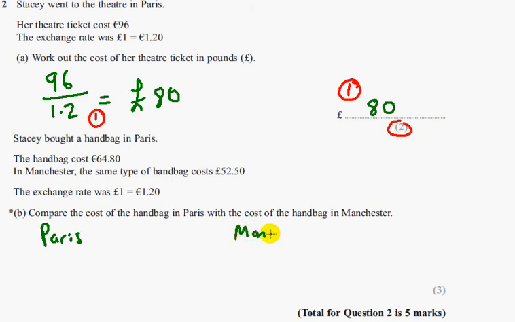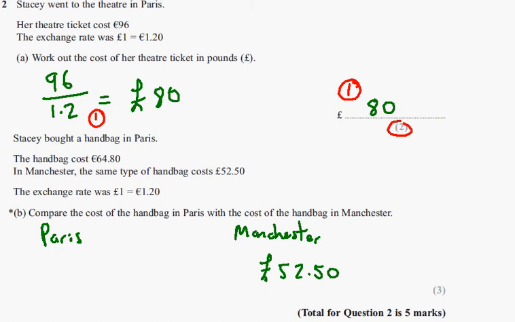Now, of course, you can change them both to euros or change them both to pounds. Now, I prefer to change it to pounds because in part A we've already changed it to pounds, so it's just better for me to do it that way. So starting with Manchester, we know it's £52.50.